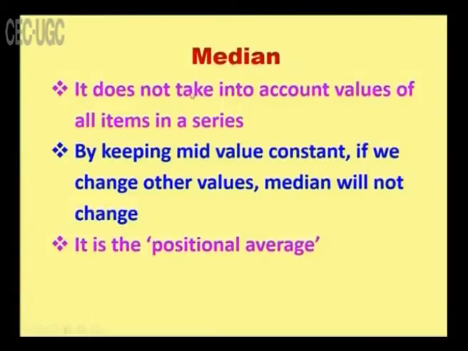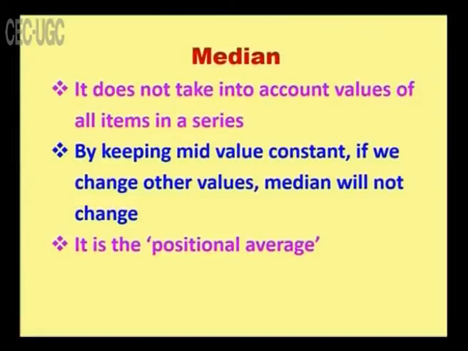We have been discussing the median. It does not take into account the values of all the items in a series, and by keeping the mid value constant, if we change other values, the median will not change. See, it is a mid value, so suppose the left hand side value or the right hand side value is changed, still it is the median. The extreme values do not affect the median, and therefore it is called the positional average, as it is only a position. It does not tell exactly what the average value is, but it still divides the data set into 2 sets, and therefore it is still useful.